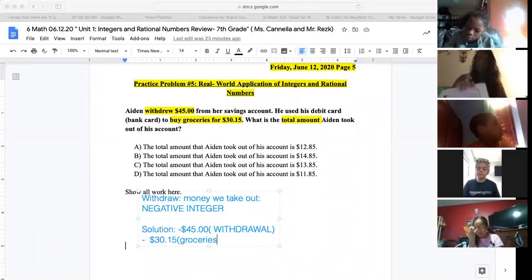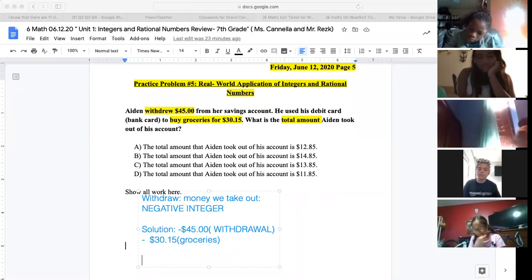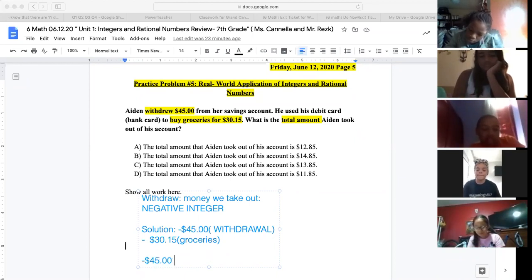So now, let's actually figure out the solution. To figure out the solution, we know that we are going to use keep change, because now what we have is negative $45 minus $30.15 is equal to something, using KCC.